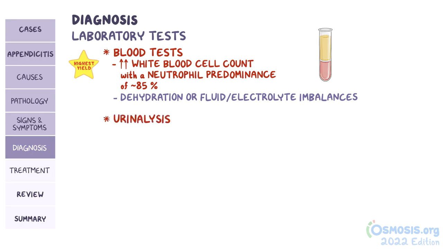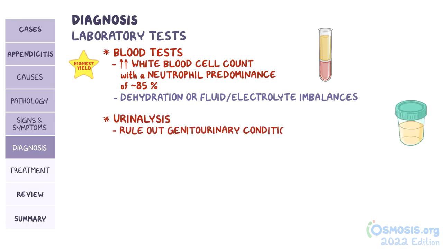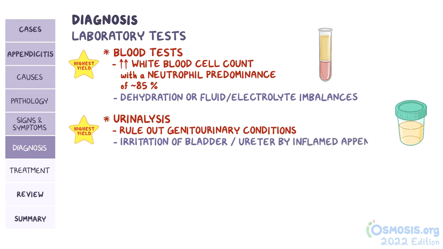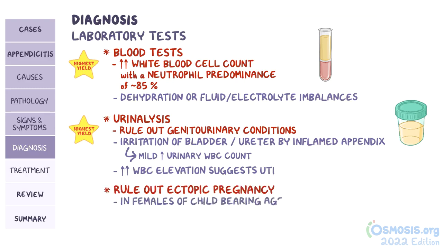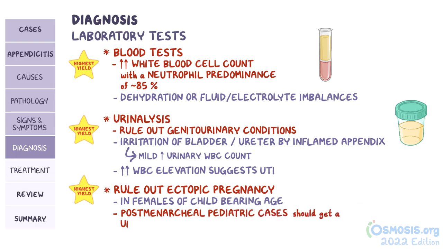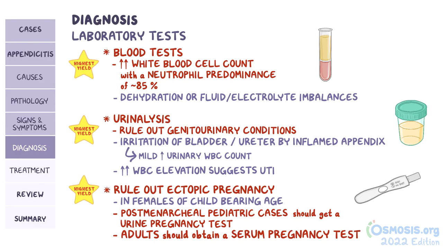A urinalysis should be done to rule out genitourinary conditions. Irritation of the bladder or ureter by an inflamed appendix may result in mildly elevated urinary white blood cell count, while a significant elevation suggests there's a urinary tract infection. In addition, remember to rule out an ectopic pregnancy in females of childbearing age. Postmenarchal pediatric cases should get a urine pregnancy test, and adults should obtain a serum pregnancy test.